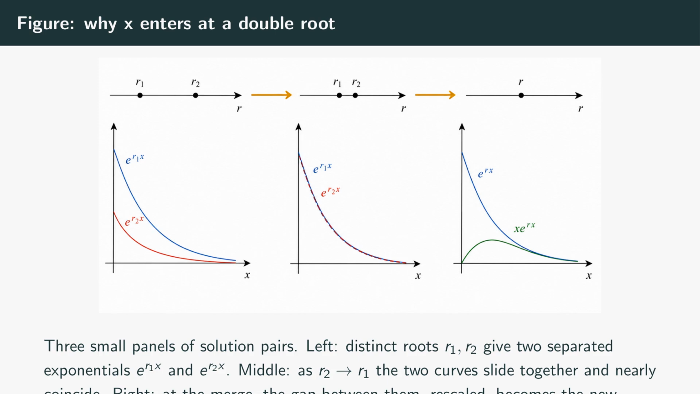If you take that difference and rescale it as the roots come together, it does not vanish, it survives, and what it converges to is exactly x times e to the rx. So the missing second solution is the ghost of the gap between two roots that merged. The factor of x is what is left when two exponentials collapse into one. That is why a repeated root always brings a factor of x along with it, and why the next repeated root in a higher order equation would bring an x squared.